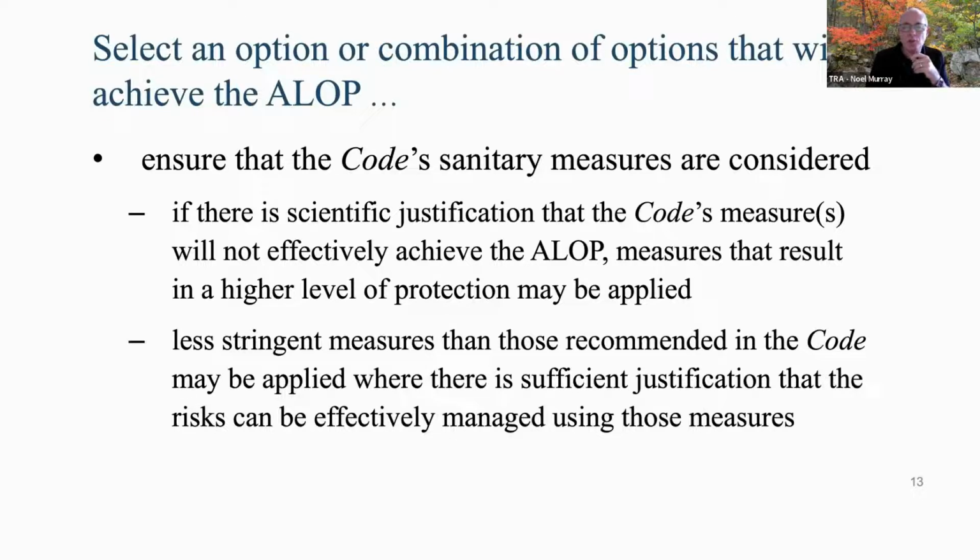Then we can select an option or a combination of options that will achieve our level of protection. We need to ensure that the Code's measures are considered, and if there's sufficient justification that the Code's measures will not effectively achieve a particular country's appropriate level of protection, measures that result in a higher level of protection may be applied. However, the rationale needs to be explicit in a transparently documented risk analysis. Of course, less stringent measures than those recommended in the Code may also be applied where there's sufficient justification that the risk can be effectively managed using those less stringent measures.